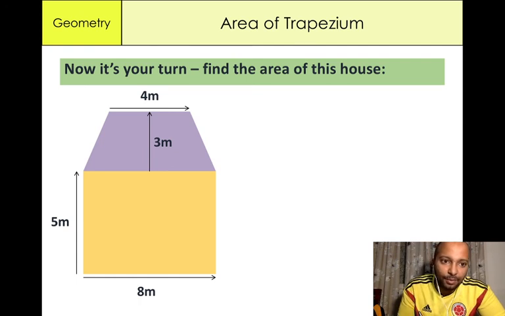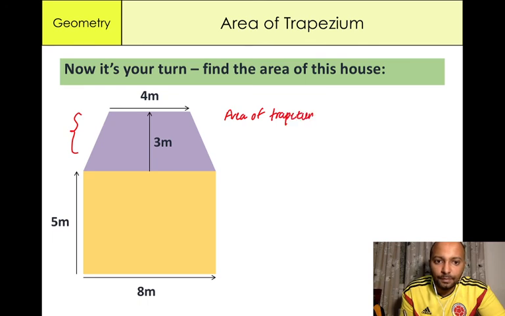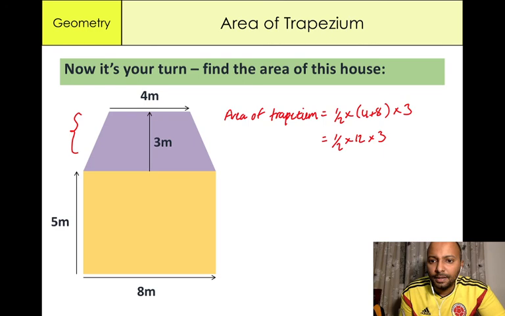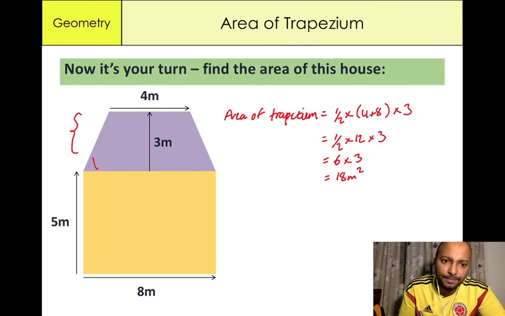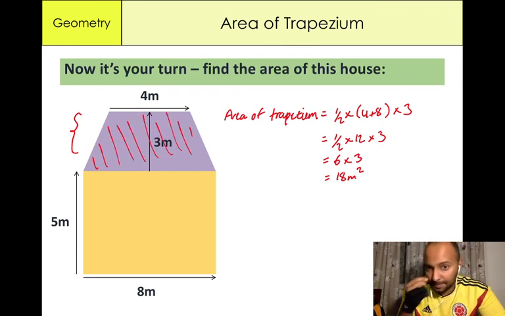So again, the roof is in the form of a trapezium. So area of trapezium is equal to 1/2 times 4 plus 8 times it by 3, 1/2 times 12 times 3. So it's 6 times 3. 6 times 3 is 18. So we have 18 meters squared. The area of this trapezium is 18 meters squared.